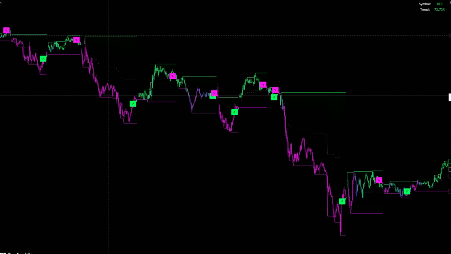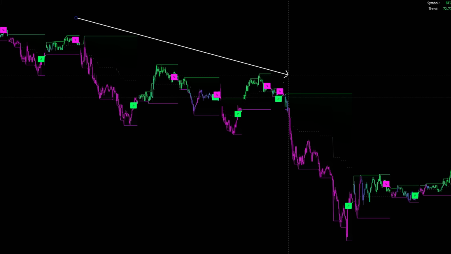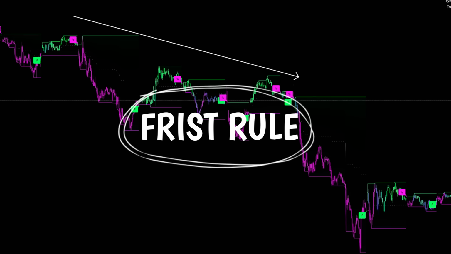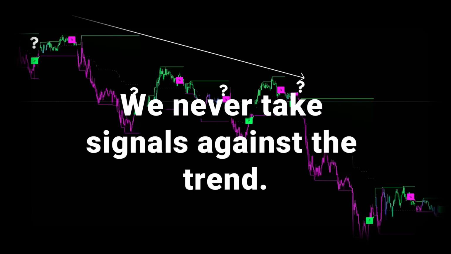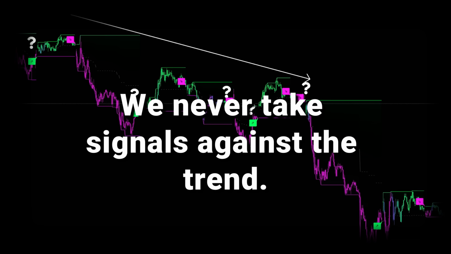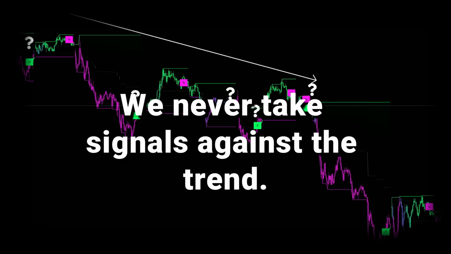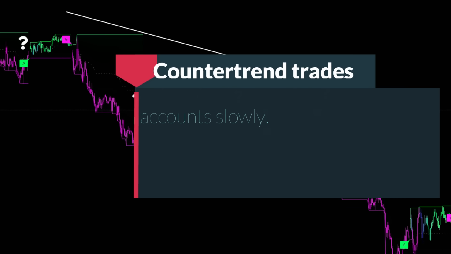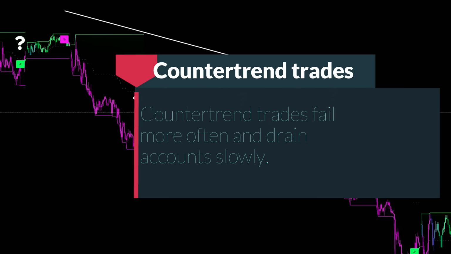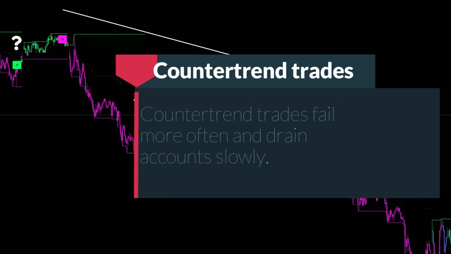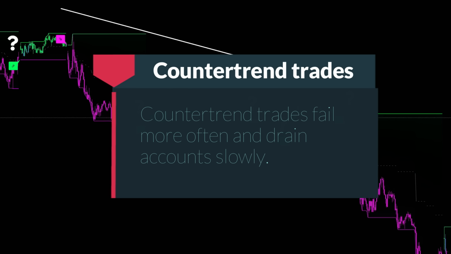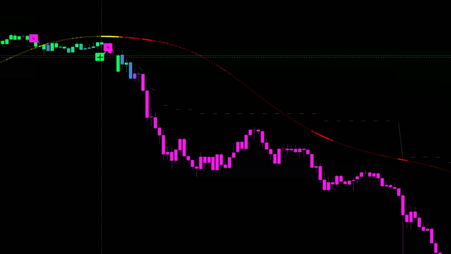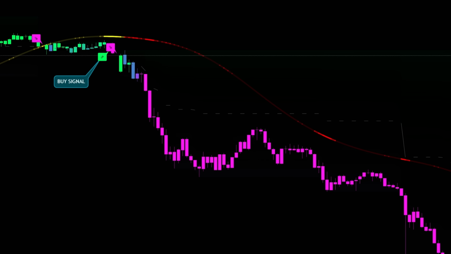Watch this example. The market is clearly in a downtrend, and yet a buy signal appears. This is where most traders lose money. Here's the first core rule. We never take signals against the trend. This rule exists to protect you from counter-trend trades. Counter-trend trades fail more often and drain accounts slowly. Traders convince themselves they're catching reversals, but most of the time the main trend resumes and stops them out. In this case, the buy signal is ignored instantly. No debate, no exception.